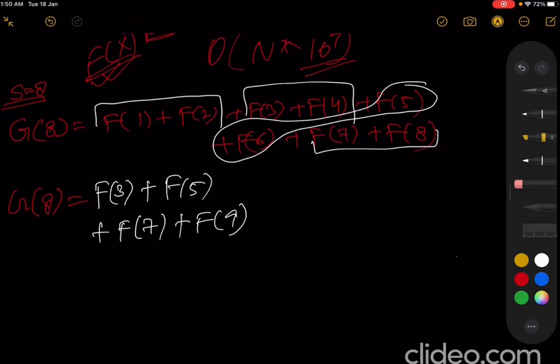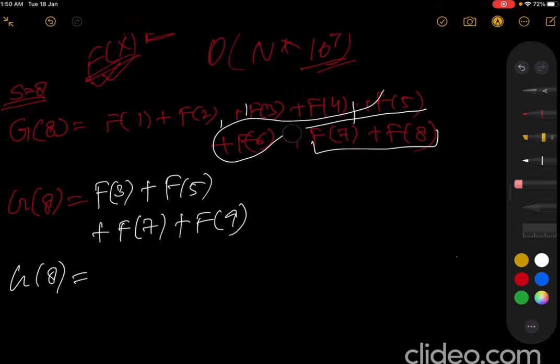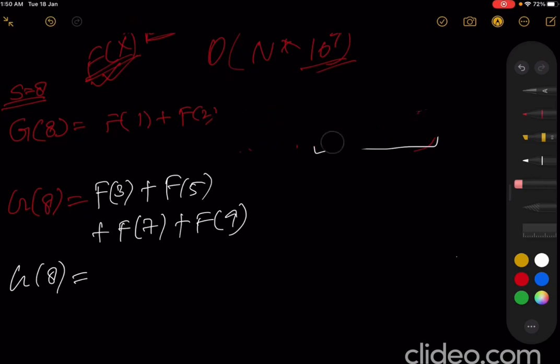Okay, so this is one way of writing your g of 8. You can write g of 8 as f of 3 plus f of 5 plus f of 7 plus f of 9, right? Similarly, you can also write your g of 8 in pairings in some other way. So instead of pairing like this, let us not pair in this way. Let me remove it completely.